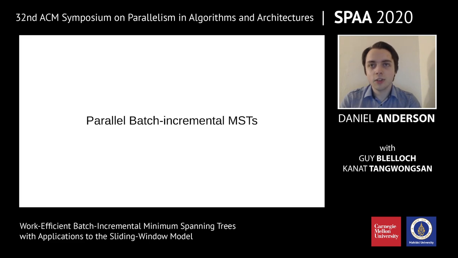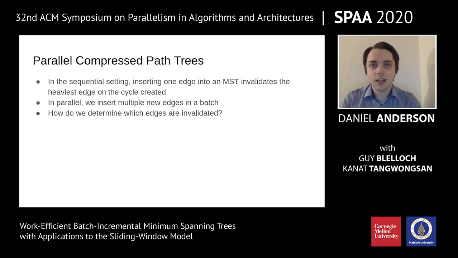So now we can talk about our main results on parallel batch-incremental MSTs. The key ingredient that we came up with is this data structure we call parallel compressed path trees. Similar ideas have shown up before and been used in other algorithms, both for MSTs and algorithms that have nothing to do with MSTs. But they've all been in the sequential setting, and none of them achieve work bounds as good as the data structure we're going to design here.